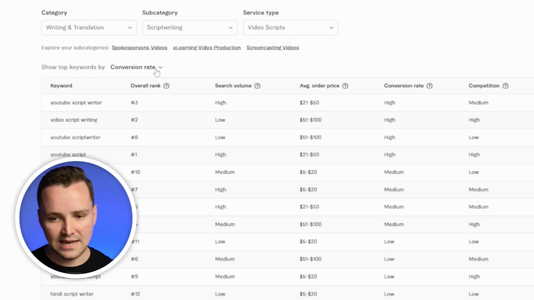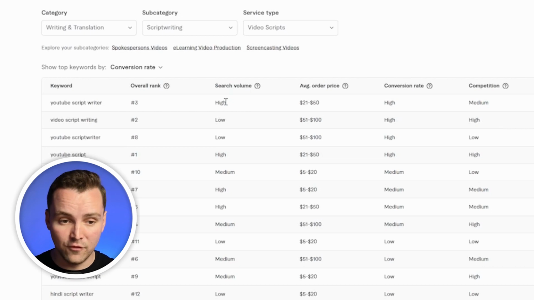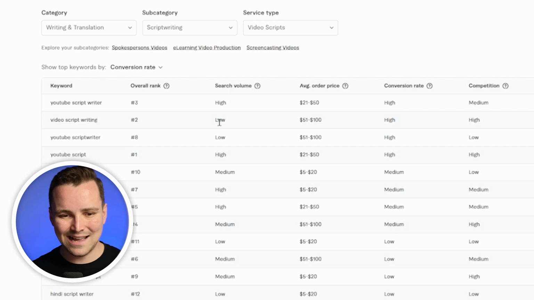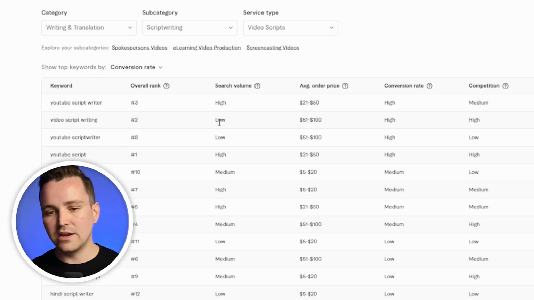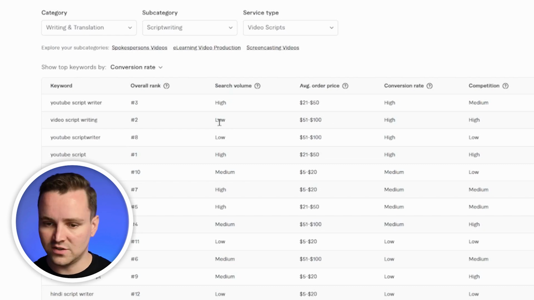So if we take a look here, YouTube scriptwriter right away, we've got medium competition, a high conversion rate and a high volume of search. I've actually recommended some people I know create YouTube scriptwriter gigs, and they are doing quite well. I personally am a buyer of YouTube scriptwriting gigs myself. Same with just video script writing. Might have a low search volume, but high conversion, high competition. Okay, fair enough on that one. Yep, YouTube scriptwriter, again, low competition, high conversion rate, YouTube script, same again there.